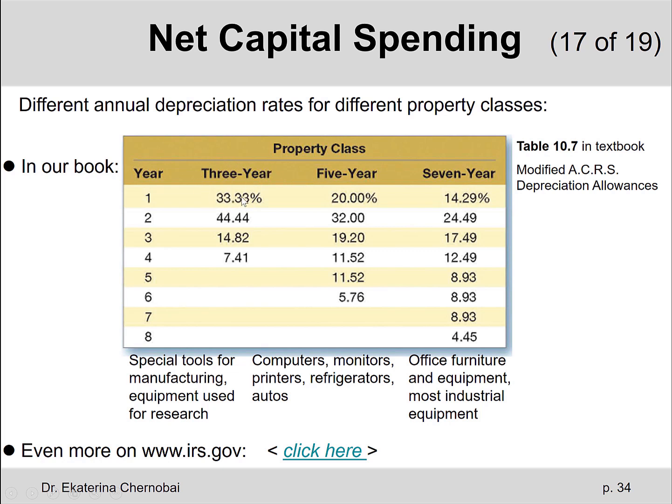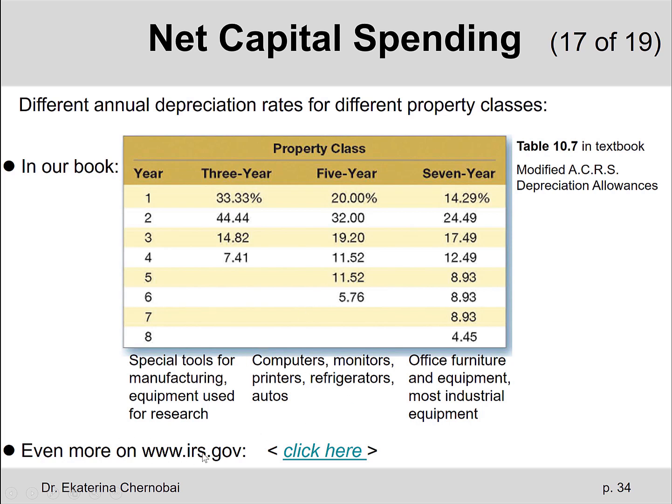Let's say the problem may say it's a 3-year property class. In real life, this would be special tools for manufacturing, equipment used for research. 5-year property class assets include things like computers, monitors, printers, refrigerators, cars. And 7-year property class includes assets like office furniture and equipment and most industrial equipment.